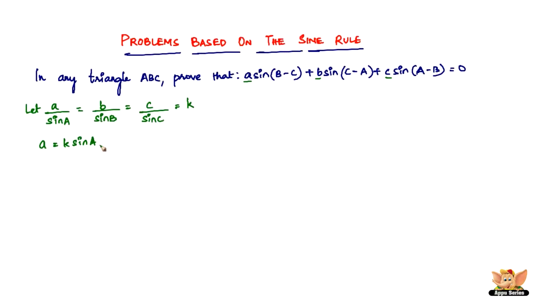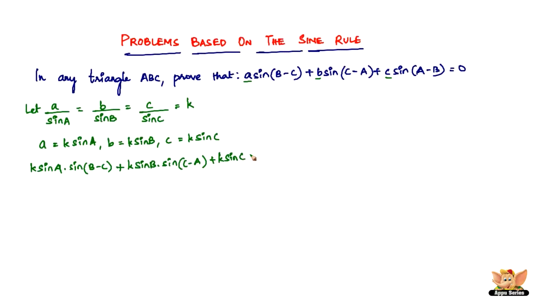So we've got a equals k sine a and b equals k sine b and c equals k sine c, right? So now just substitute these in this equation. Let's do that now. So substituting it, we get k sine a into sine of (b minus c) plus b is k sine b, so k sine b times sine of (c minus a), and plus c is k sine c, right? So k sine c times sine of (a minus b).